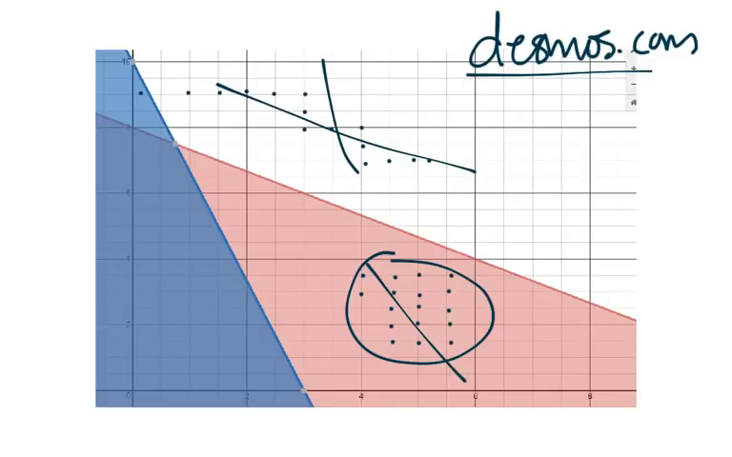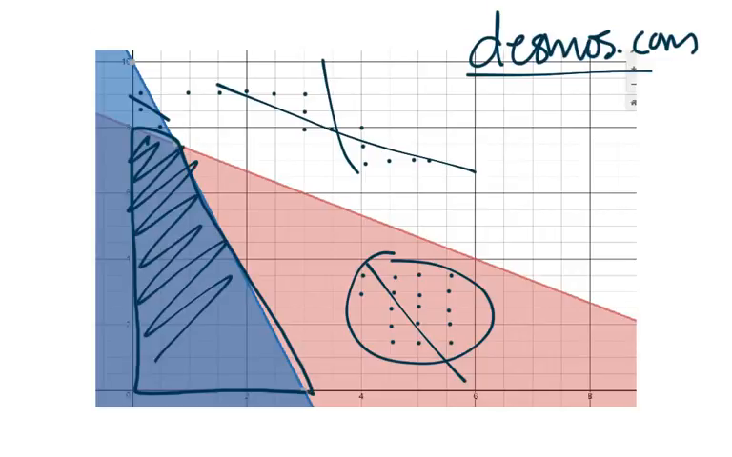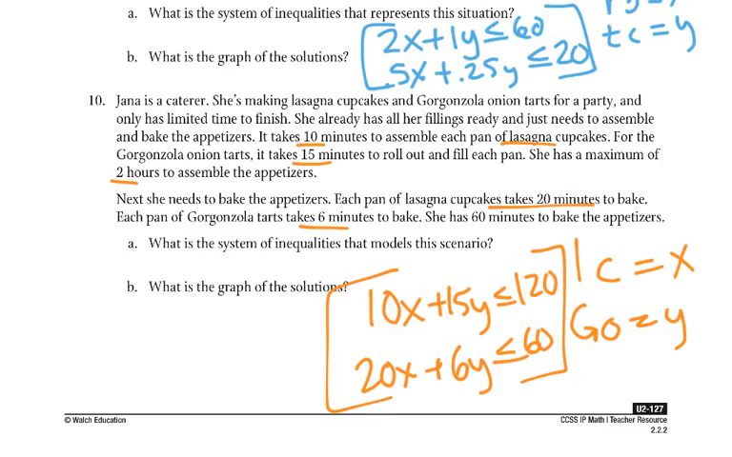Same with this. She could make some over here where it would take too long to make, but baking would work. Okay, so the only possibility for everything, because she can't make negatives, is this zone right here. And that's the solution. She can pick any of those amounts in here, any of these x and y points, to figure out how many she should make. And there we go, guys.